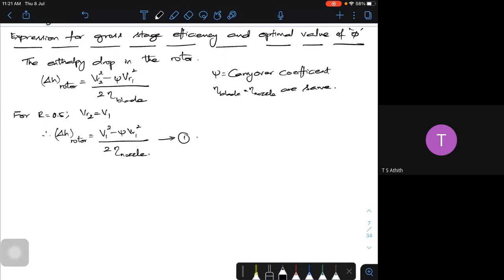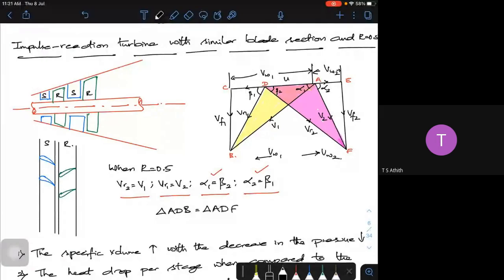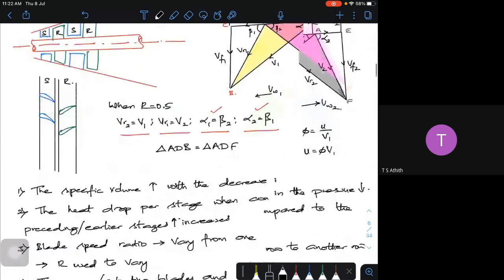Now consider the inlet velocity triangle. I am going to apply the cosine rule, that is, consider the triangle ADB. VR1 square is equal to V1 square plus U square minus 2 V1 U cos alpha 1. That's the cosine rule formula. And I have also defined phi is equal to U by V1, or I can write U is equal to phi into V1. So I am going to use this.